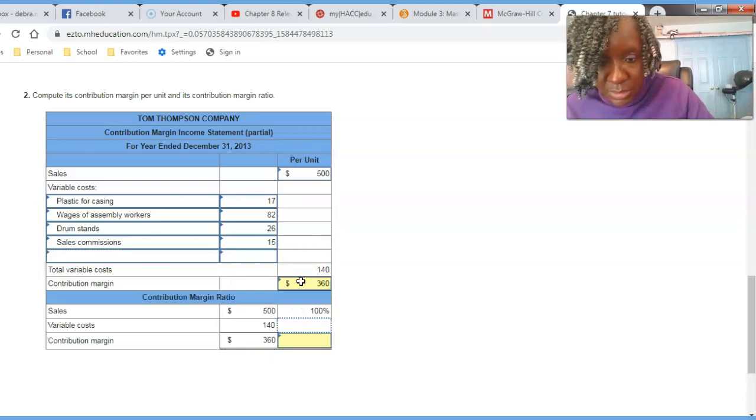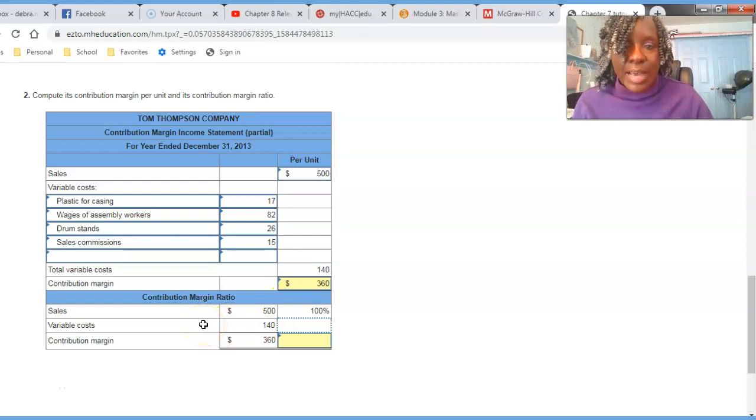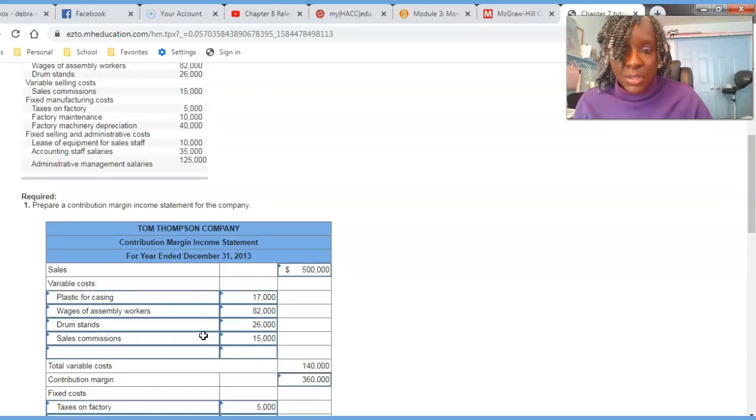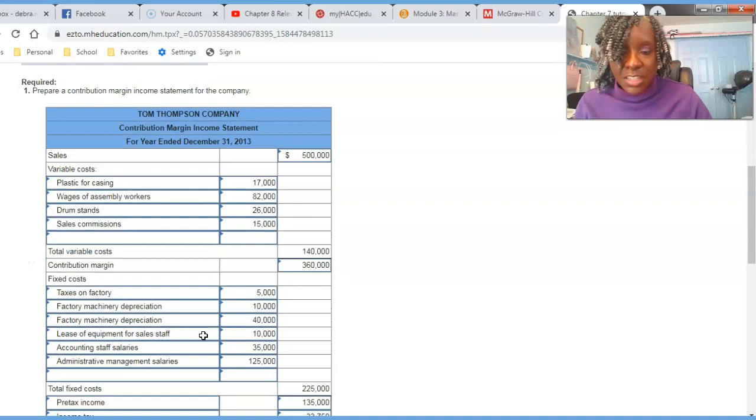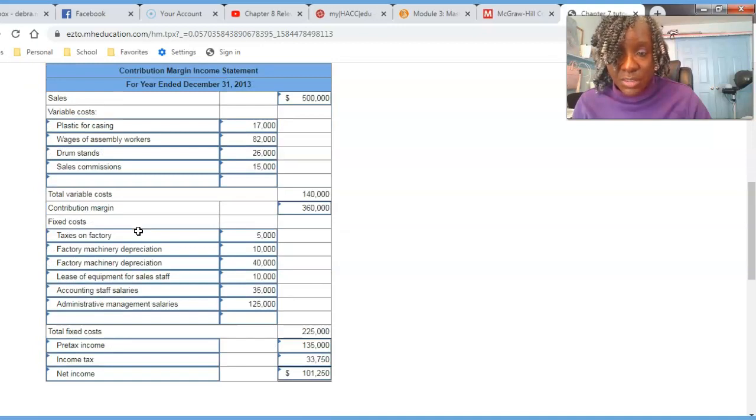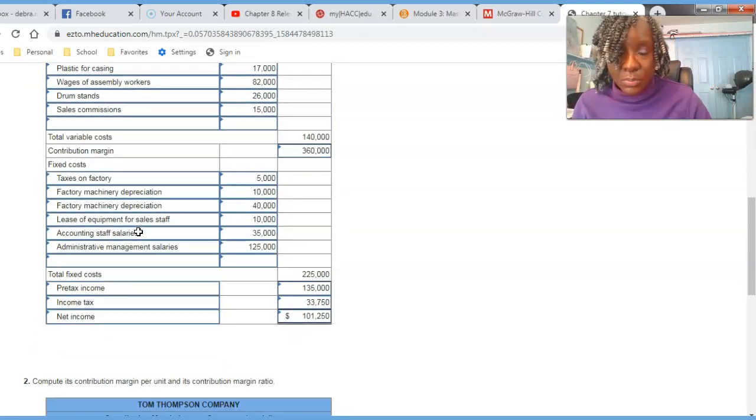$360. So far, so good. Now that's very straightforward, not too difficult. I just want to reiterate, when we're preparing the contribution margin income statement, we're going to be breaking out the variable costs, because we know that the sales minus variable costs is going to give us our contribution margin. But because we're asking for a contribution margin income statement, we have to consider our fixed costs, which are noted here. And again, your problems in your textbook should not be vague in this regard. It should be very clear what's fixed costs and what's variable costs.